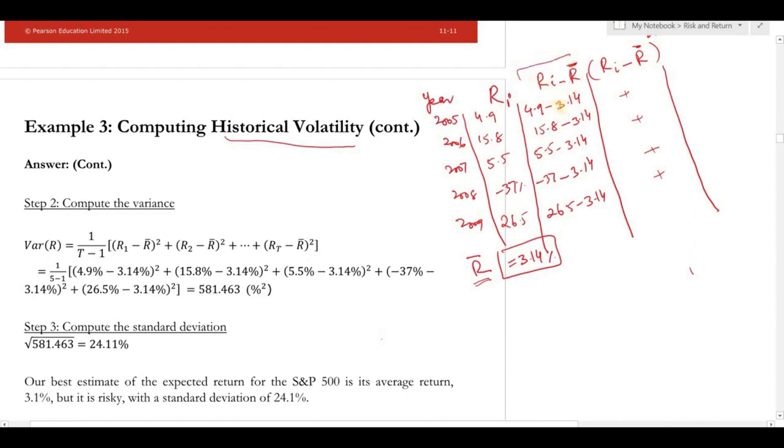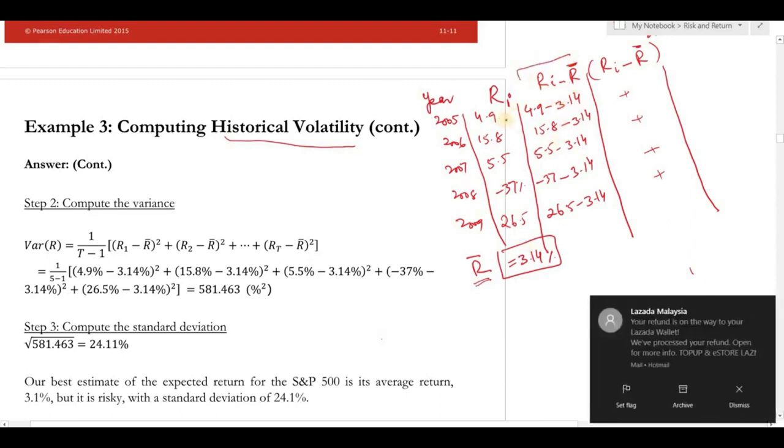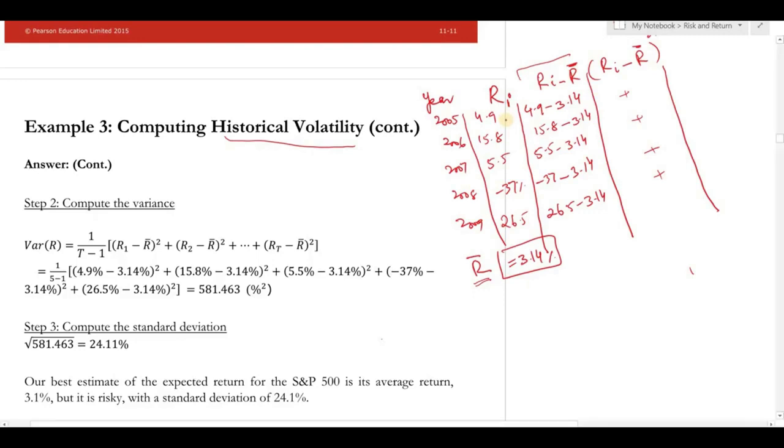The difference between the expectation and this realized return is called the deviation, right? So deviation from the mean: this is the mean and this is the deviation. Deviation from the mean of this return is this one, deviation from the mean of this return is this one. Once we have all these deviations, a few are positive and a few are negative, so what do we do?